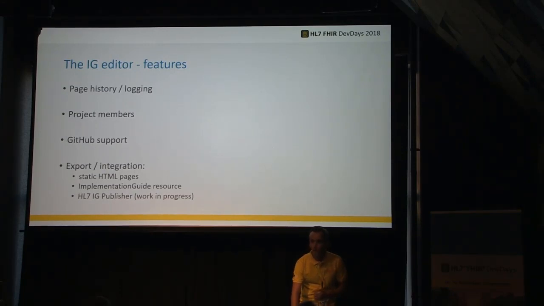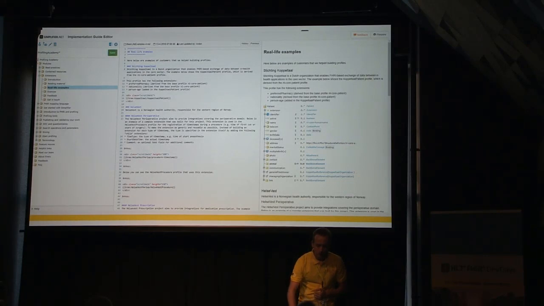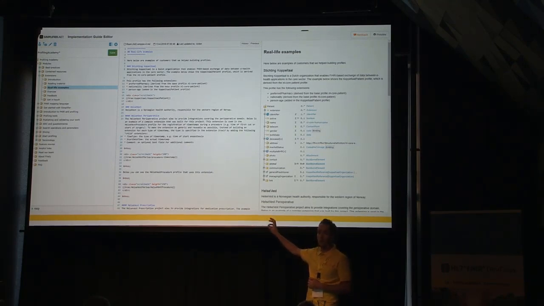So let's have a look at the IG editor itself, which looks like this. It's a three-column editor. On the left side you have the structure of your IG, which works with a tree, so you can enter the framework of your implementation guide. Every node on the left side is a page. For example, here I am at the real life example page. In the middle you have your Markdown-based editor. On the left side you see such a statement like tree, and on the right side, which is a preview of your work in the middle, you can see the resource as it is rendered on Simplifier.